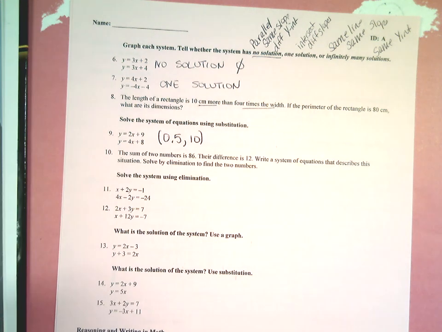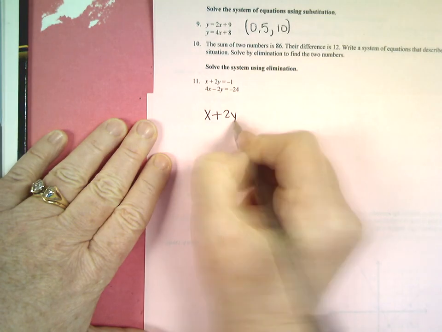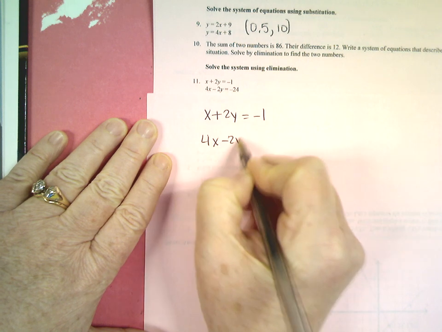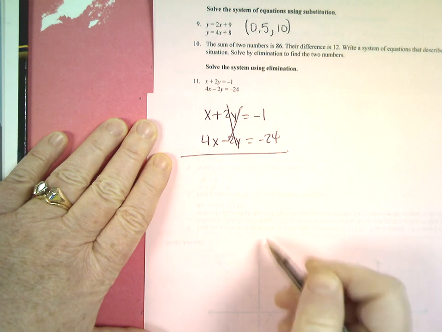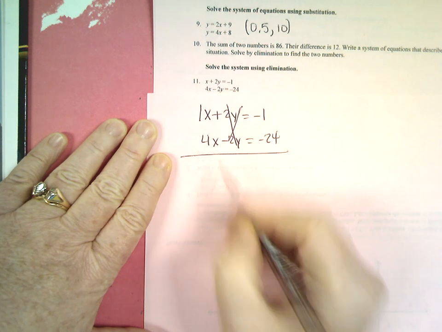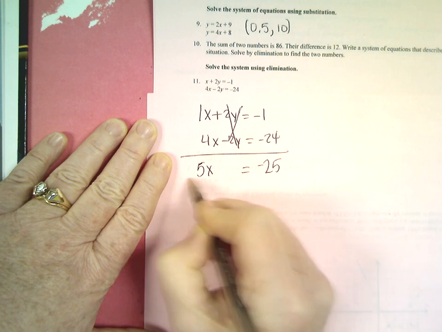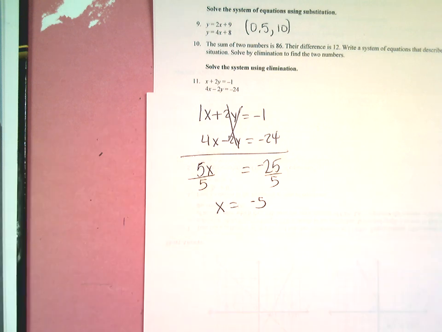11, solve by elimination, and it's ready to go. It says x plus 2y is negative 1, and 4x minus 2y is negative 24. It's ready to be eliminated. This is going to give me 5x is equal to negative 25. Divide by 5. X is negative 5.